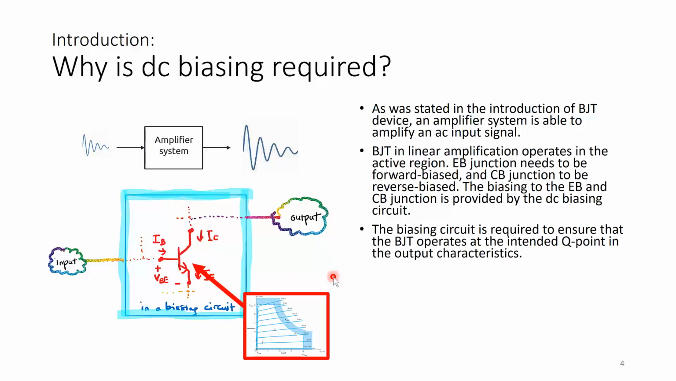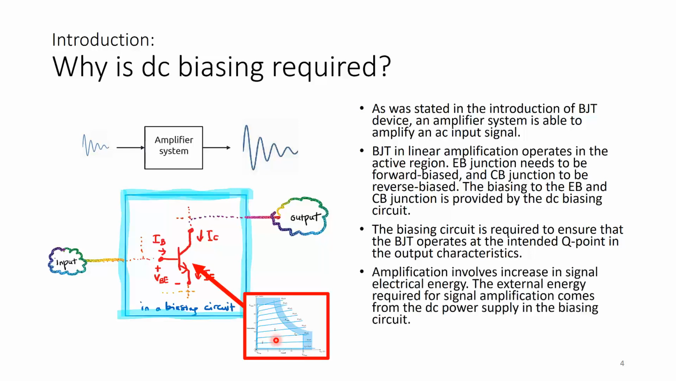Another way of looking at it is that the biasing circuit is required to ensure that the BJT operates at the intended Q point in the output characteristics. In the last video lecture we covered the output characteristics and mentioned the Q point, and we said that the BJT has to operate at the intended Q point. This DC biasing circuit is the part of the design responsible for ensuring that the BJT operates at the intended Q point.